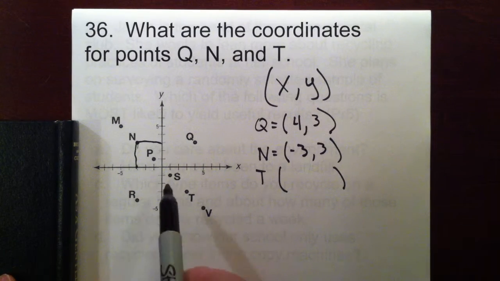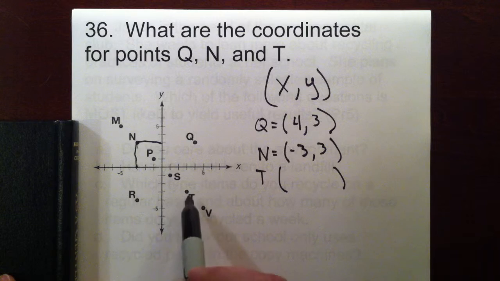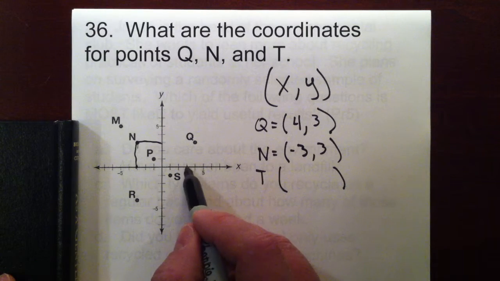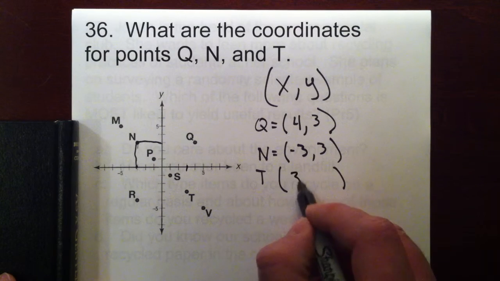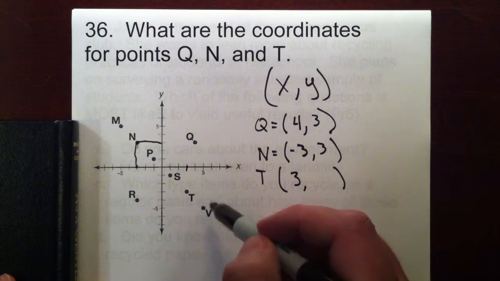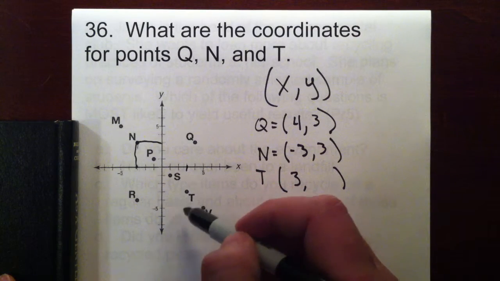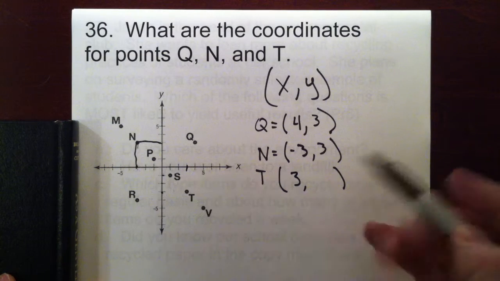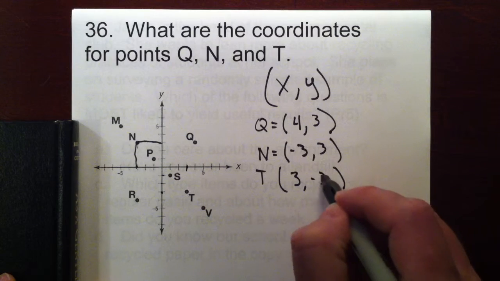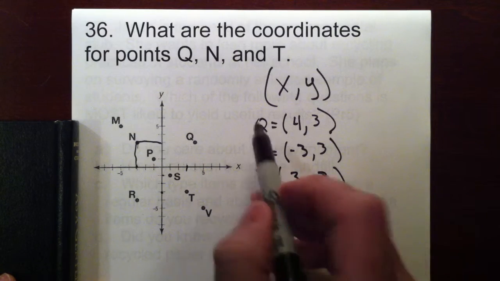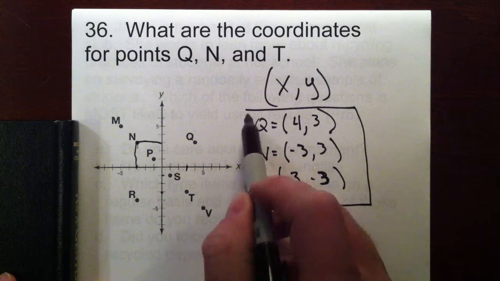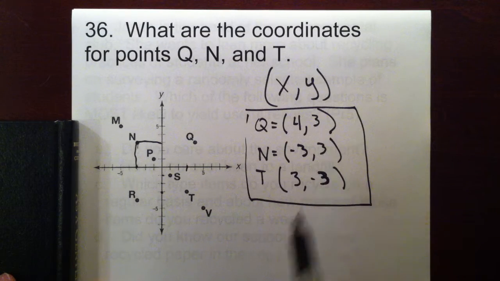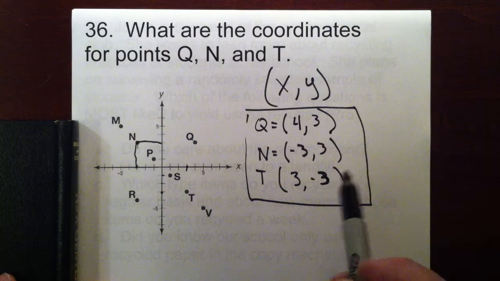Point T. Find out where it is on the x-axis first. 1, 2, 3. We're about right there. So we're positive 3. But we've got to be careful because on the y-axis we're in negative territory. We're about right here. 1, 2, 3, negative 3. So therefore the answers are Q is at 4, 3. N is at negative 3 and 3. T is at 3, negative 3.